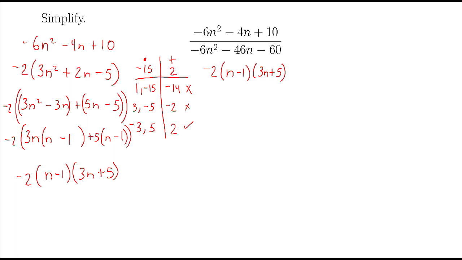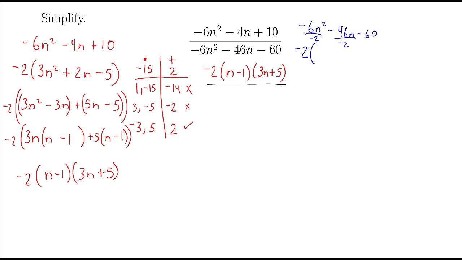Now we need to factor the denominator. Again, I'm going to use the AC method. First thing I'm going to do is check to see if there's a common factor. Oh wait, I'm writing down the wrong one. I wrote down the numerator again. Negative 6n squared minus 46n minus 60. These three are all divisible by 2, and since the leading term is negative, I'm going to factor out a negative 2. Divide each term by negative 2.